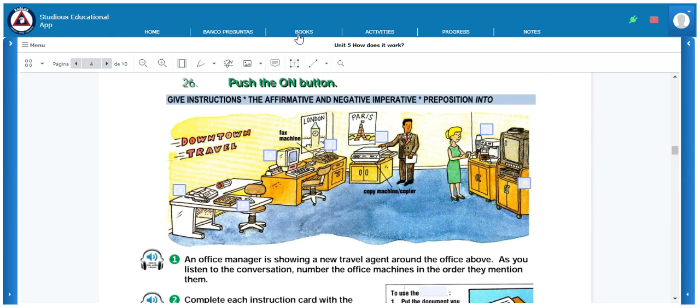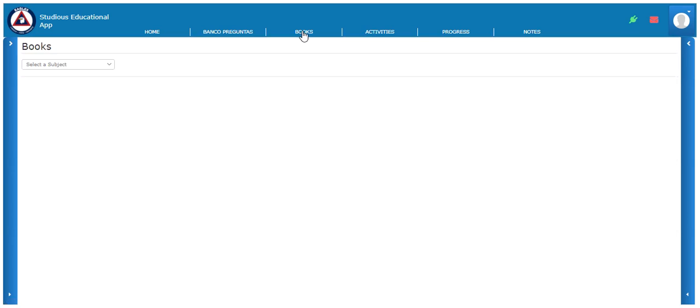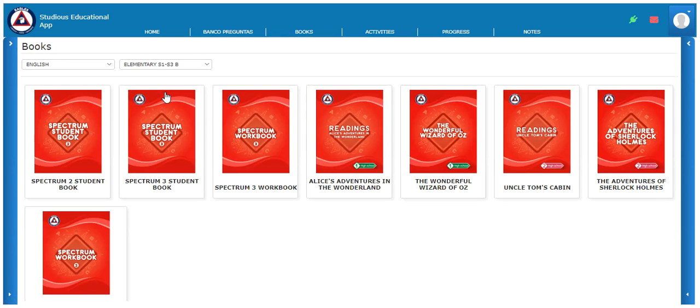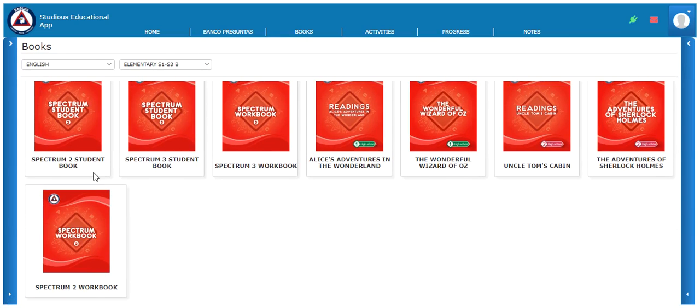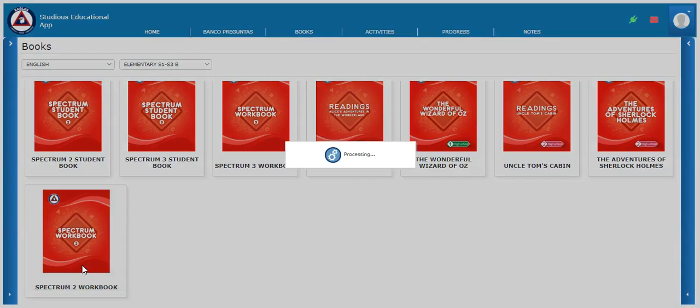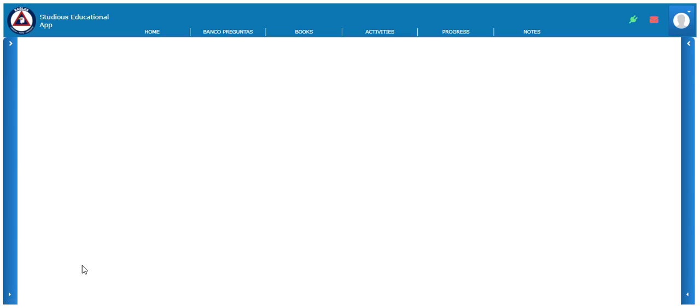Now, let's go ahead and take a look at our workbook, because don't forget that once we do the student book, we need to take a look at the workbook. So you're going to go back to your books, select your subject, select your level, and look for your workbook, which is right here on the bottom.